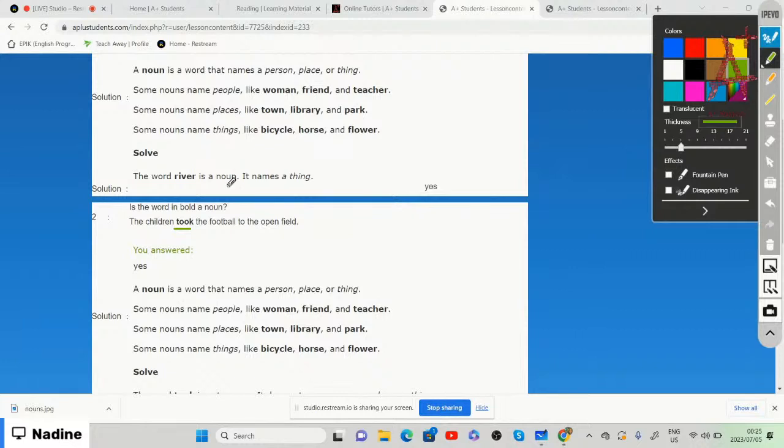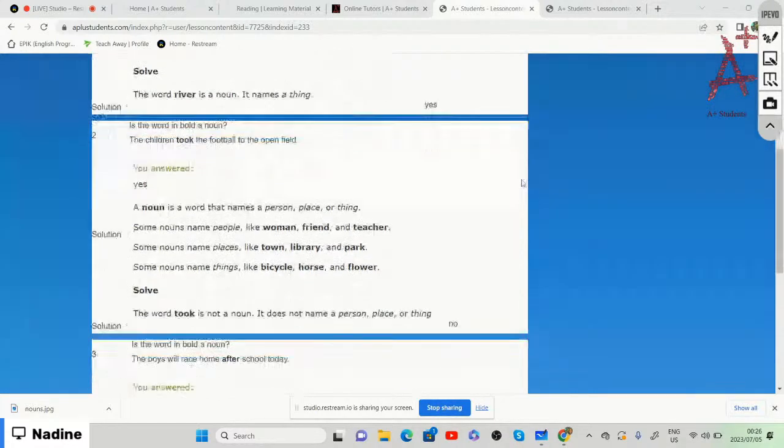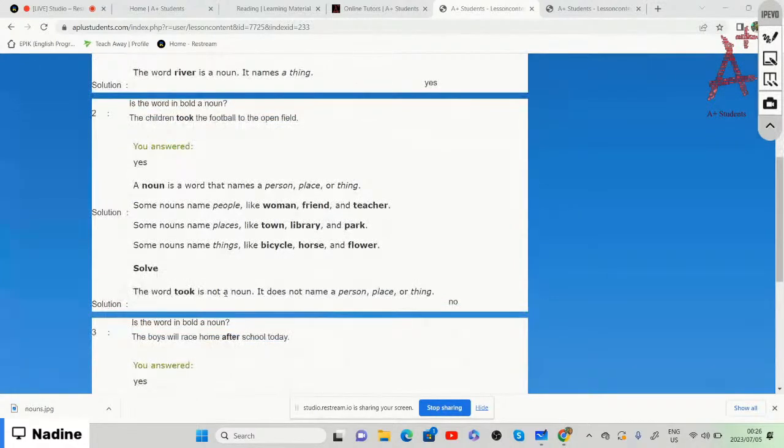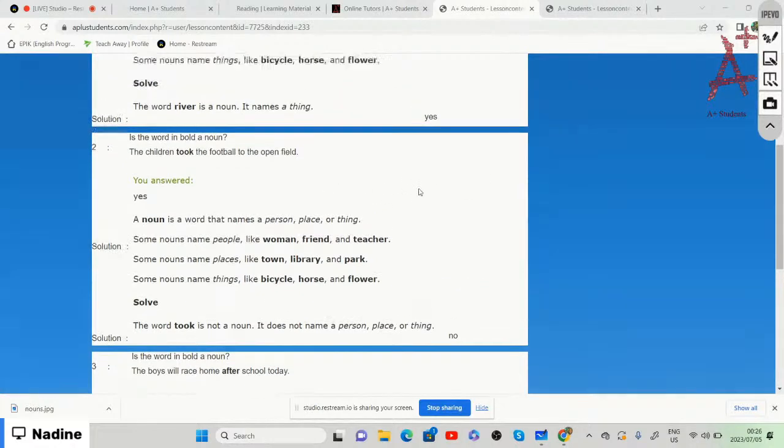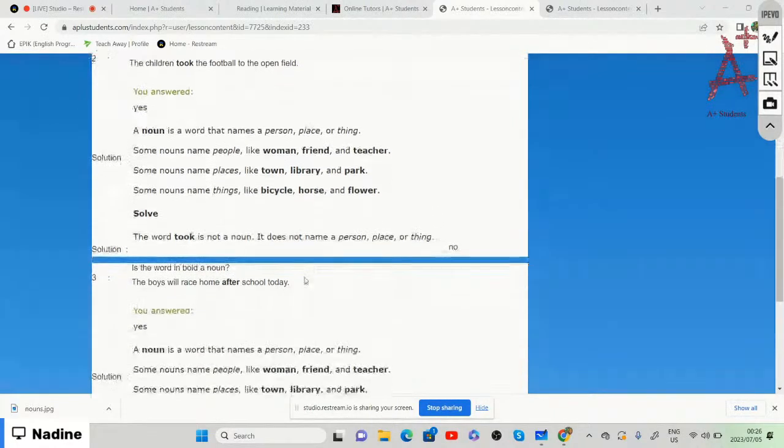All right, so we are going to say that took is not a noun, so no, right? Because took is an action, which means that it is a verb. Took is an action, it is not a noun. So the word took is not a noun. It does not name a person, a place, or a thing. So beautiful. If you said no, it is not a noun, well done.